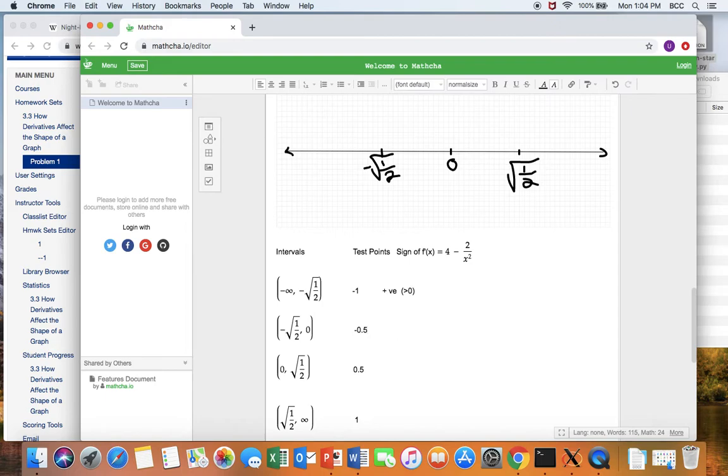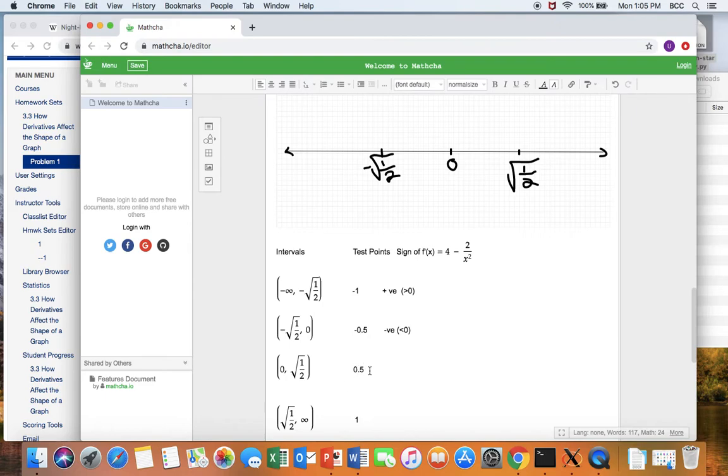All right. Now, -0.5. If I plug in there, I get 4 minus 2 over, the square makes the sign go away. So 4 minus 2 over 0.25. Okay. So that gives me 4 minus 8. That's a negative. Negative means less than 0. Well, if you don't believe me, check it yourself. You should be getting this.